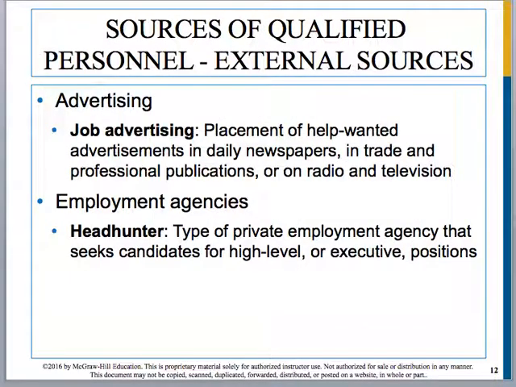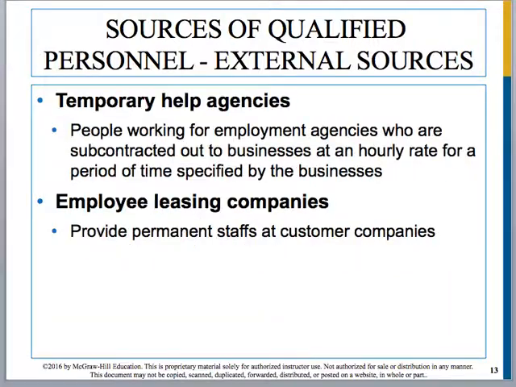Now, you can find external sources through different ways. One way is advertising, and you can place an ad in a paper, trade, or professional publication, on radio, television, social media, and that is one way. You can go through an employment agency, and they have headhunters, and oftentimes they are private employment agencies that go after your high-level executive and mid-level positions in order to help find you the most qualified candidates.